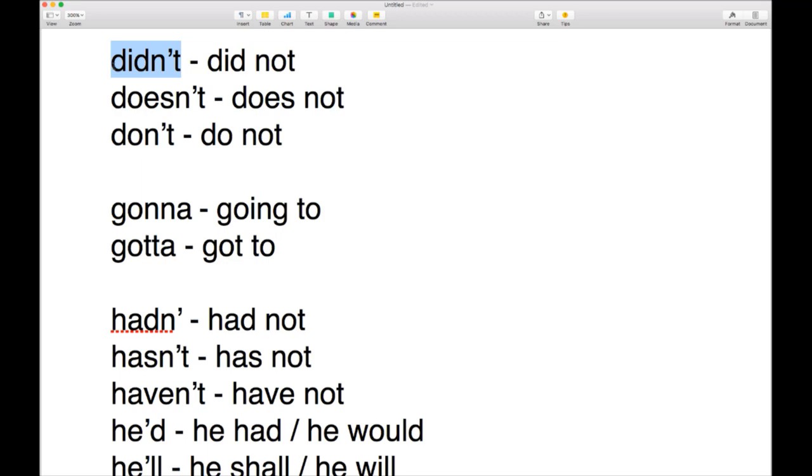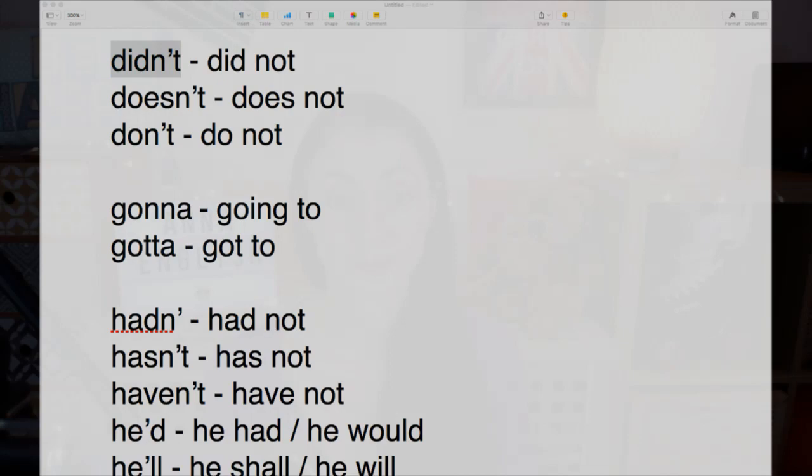All right, so the next contraction we're going to look at, this is another very common one, is the word didn't. It means I did not. Normally I would go to school every day, but today I didn't. Normally I'd go to school every day, but today I didn't. I did not. I didn't. And that's another one, didn't. We leave the tongue up on the roof of the mouth for the second D. Didn't. All right.